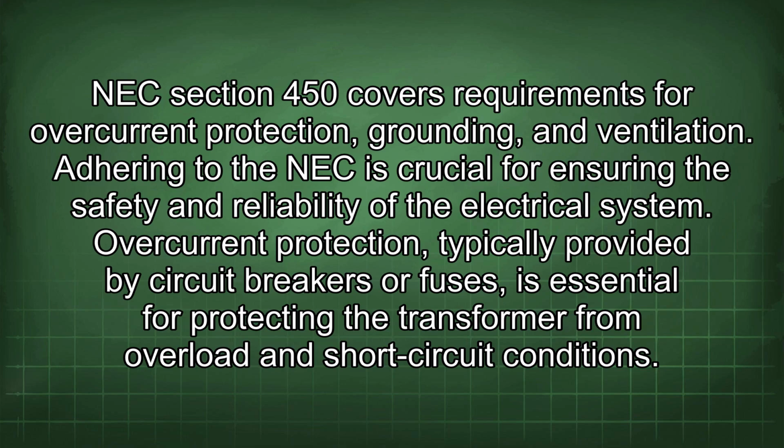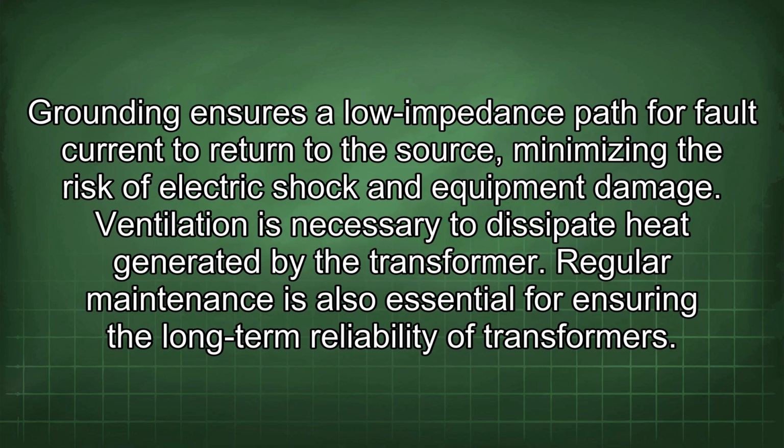Overcurrent protection, typically provided by circuit breakers or fuses, is essential for protecting the transformer from overload and short-circuit conditions. Grounding ensures a low impedance path for fault current to return to the source, minimizing the risk of electric shock and equipment damage. Ventilation is necessary to dissipate heat generated by the transformer.